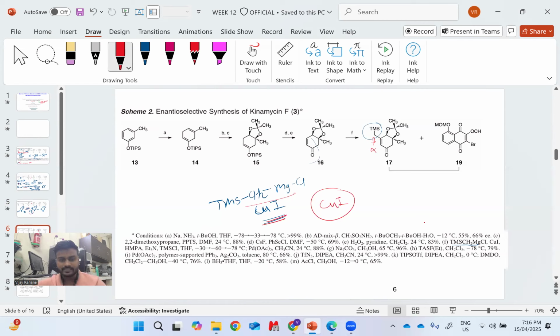And once this addition of the Grignard takes place here, in addition they have added TMS chloride. So what does this TMS chloride do? Once this addition takes place, this nucleophile attacks on this position. So this bond moves to here and this goes to here, and it attacks on the TMS chloride. So the TMS gets attached here.